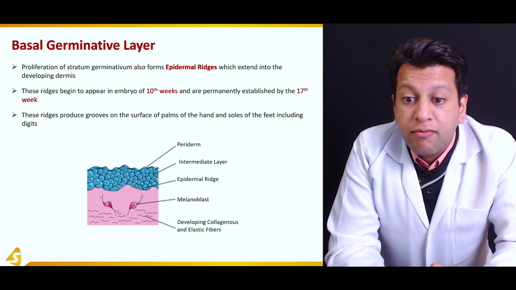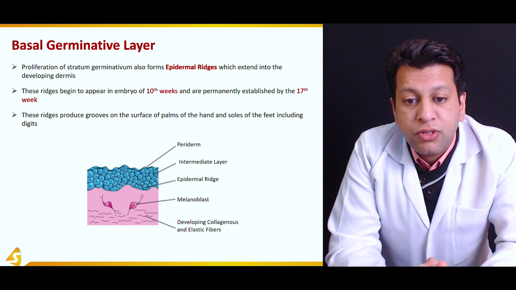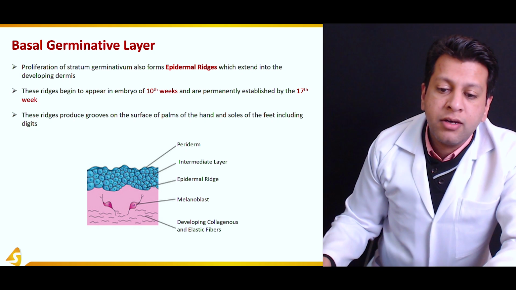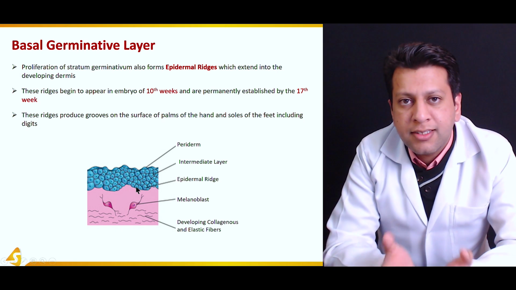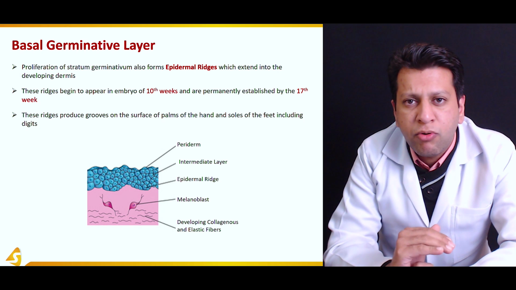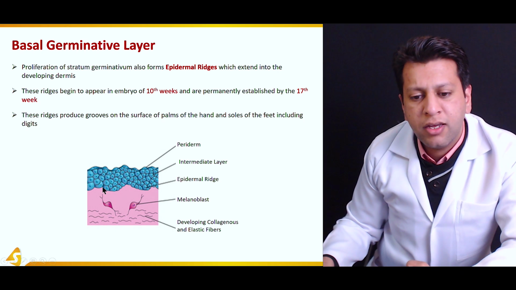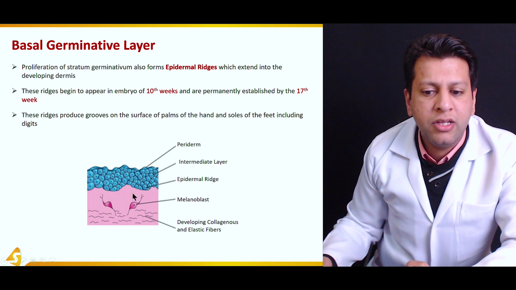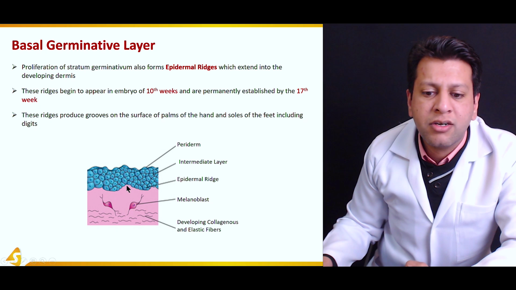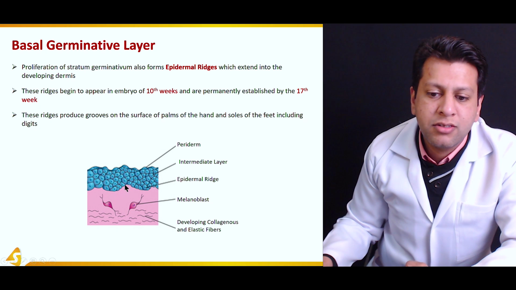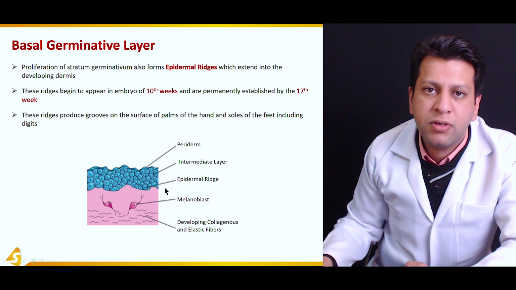Proliferation of the stratum germinativum also forms epidermal ridges which extend into the developing dermis. If you see this diagram, they have marked the epidermal ridge over here. As the cells divide and move up, they are not moved up uniformly. So you don't have a layer like a straight line. Instead, at times over here they have pushed cells upward a little more as compared to over here. So this results in a crest and trough pattern. This is upward and this is down. This is the trough area. Then you have a trough over here, and probably somewhere over here also a trough would be present.